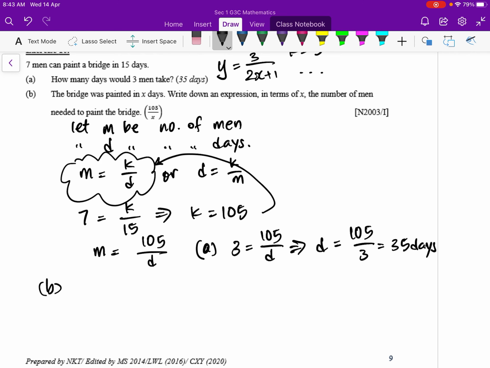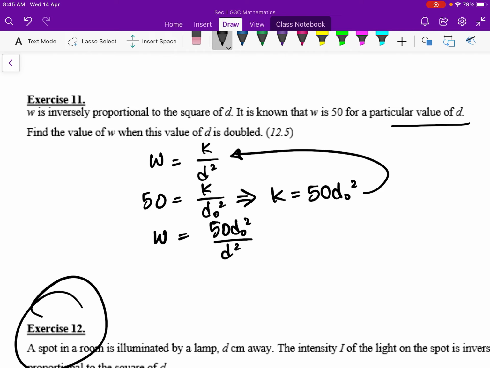Okay, so based on this, same thing, we find the value of K, which is 50 DO squared. We put it back into our formula, and now we update it to become W equals 50 DO squared over D squared. Remembering that the numerator is a constant, the K value is a constant, that DO is a constant value. The D at the bottom is a variable, they are different.